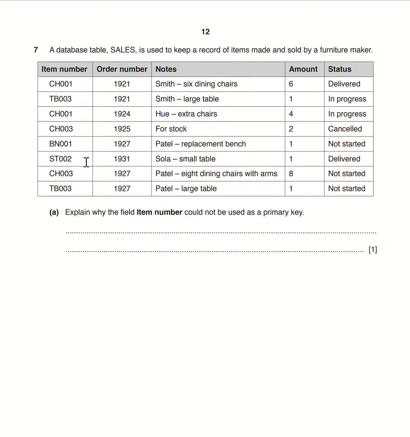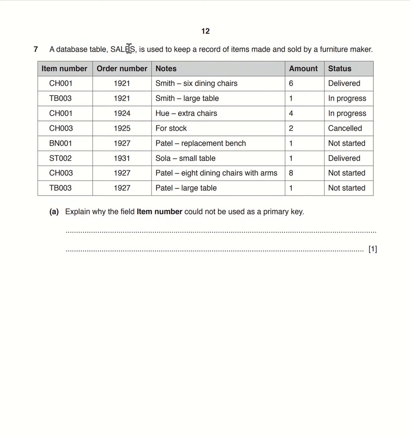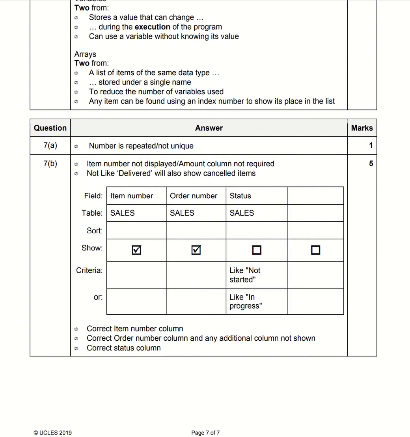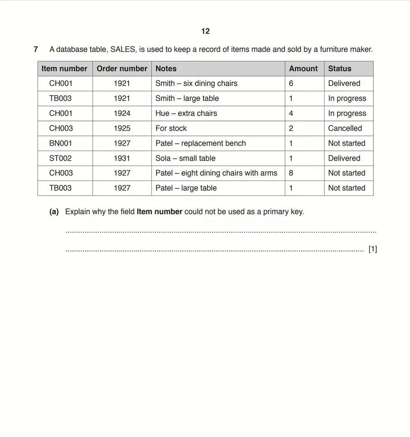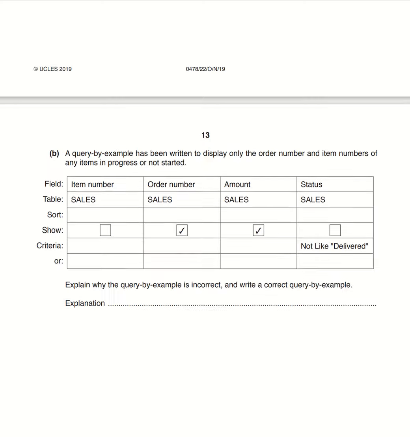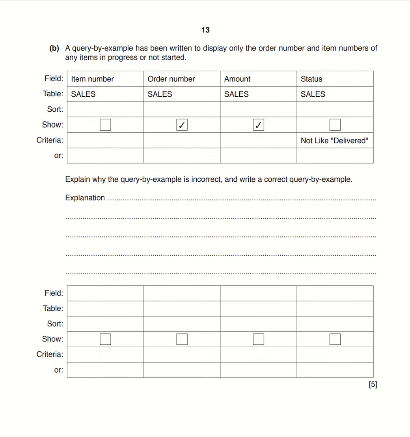And this database question, table sales, keeps a record of items made and sold by a furniture maker. Why can the item number not be used as a primary key? Let's see. Because the item number is repeated and is not unique. As it says here, the number is repeated and not unique. Okay. And let's see, last question, guys.